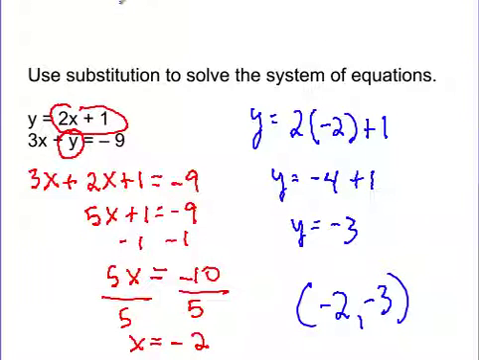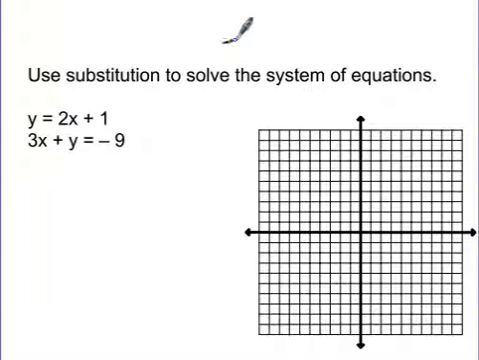Now, you're not going to have to do any graphing today. All today is about using substitution to solve. But I'm going to go ahead and graph these two equations just to make a connection to what we did yesterday. So I didn't even give you this slide. Our ordered pair, remember, is negative 2, negative 3, right?